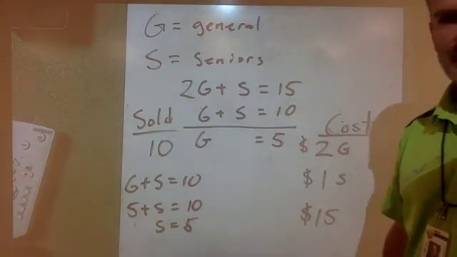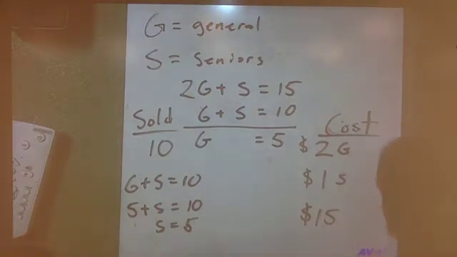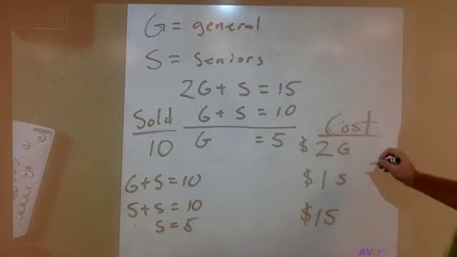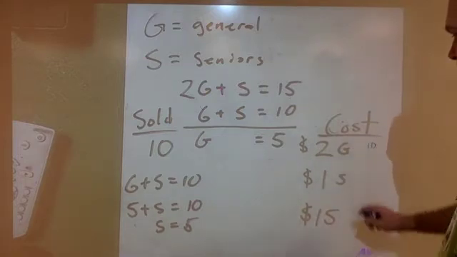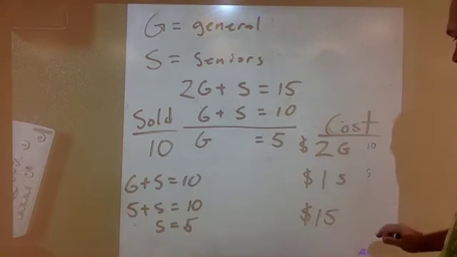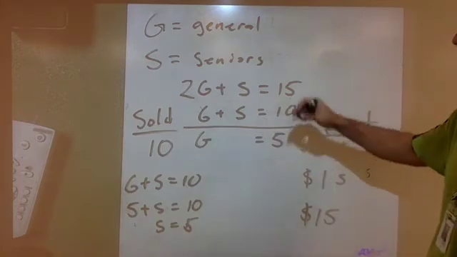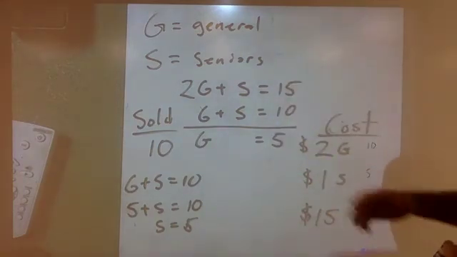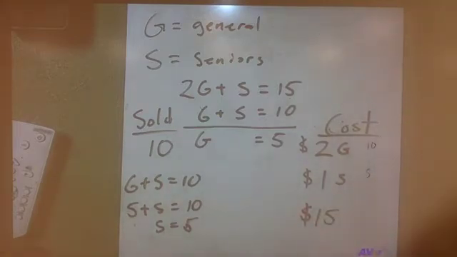So you actually sold 5 of each in this problem. You sold 5 general and you sold 5 seniors. 5 generals at $2 each, that's a $10 total. 5 seniors at $1 each, that's 5. 10 plus 5 is 15. So they're both 5 in that one. So that's how you set up those types of problems.